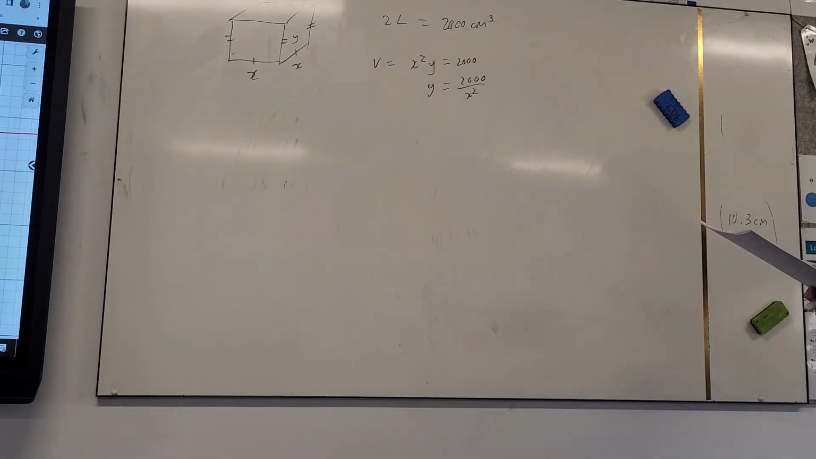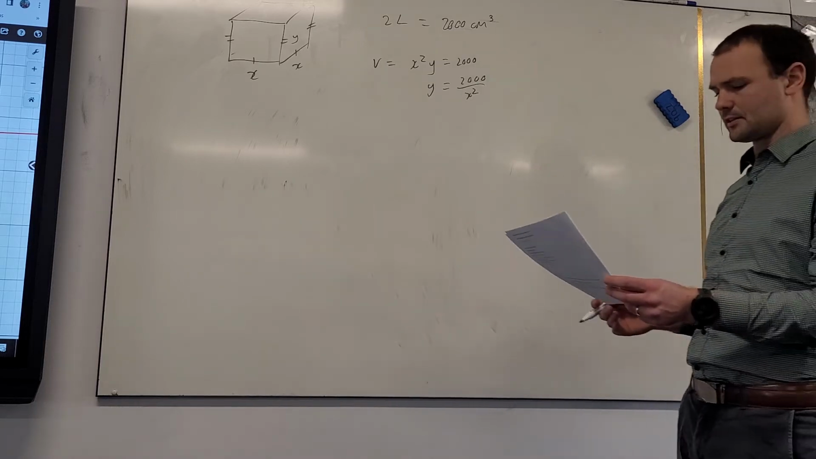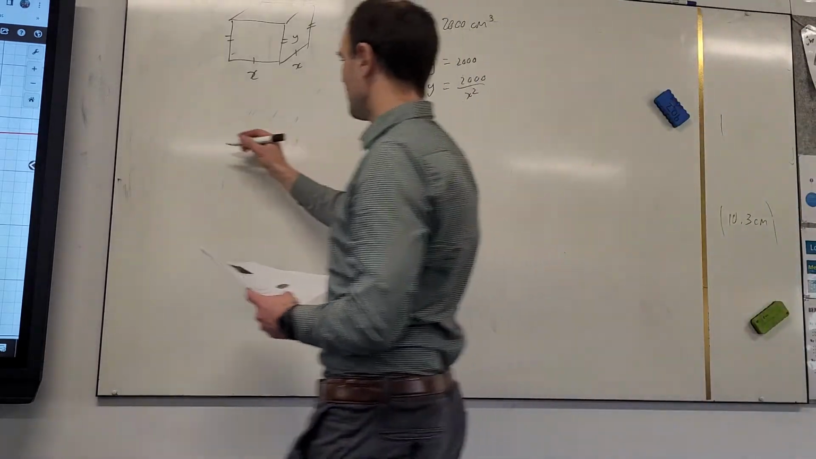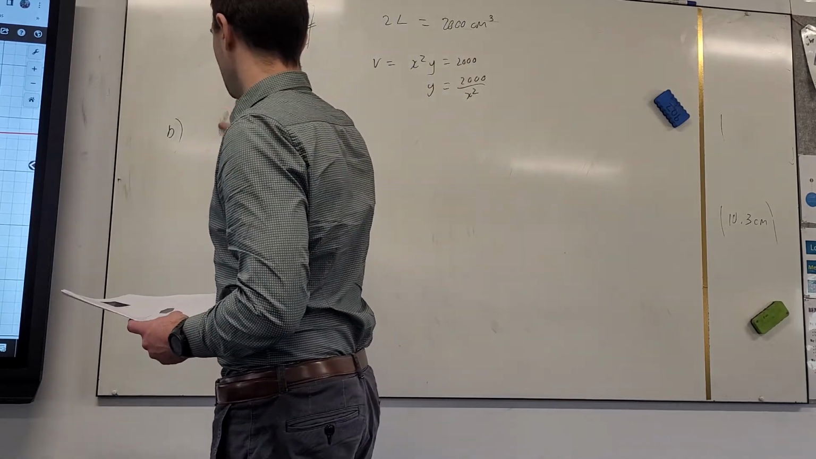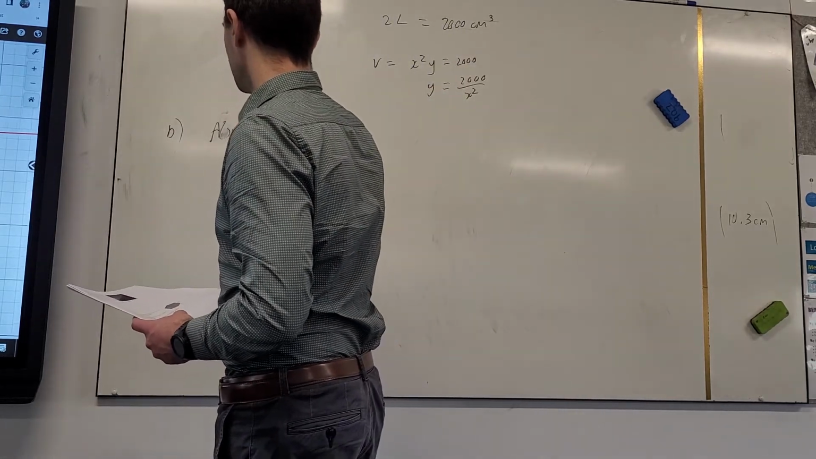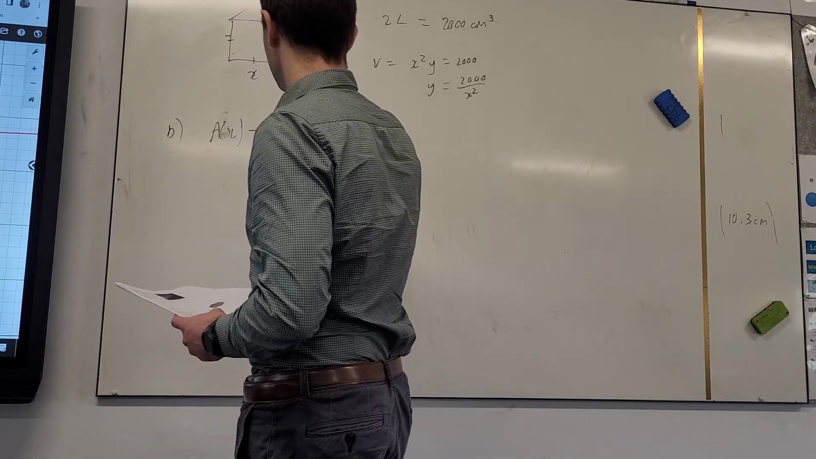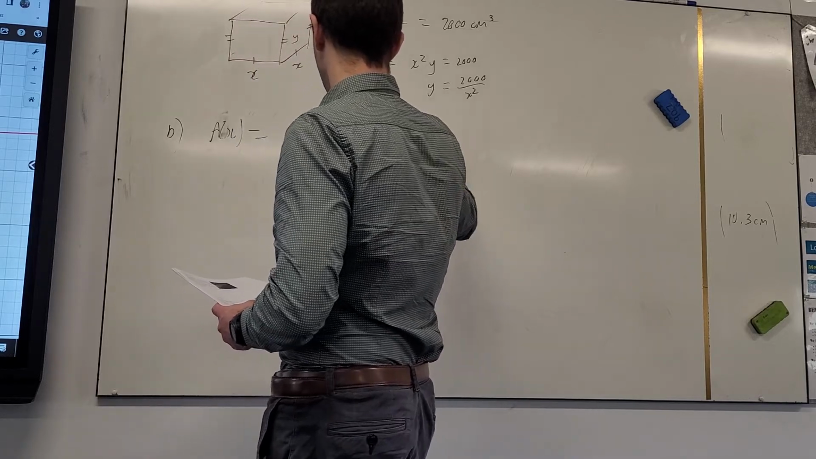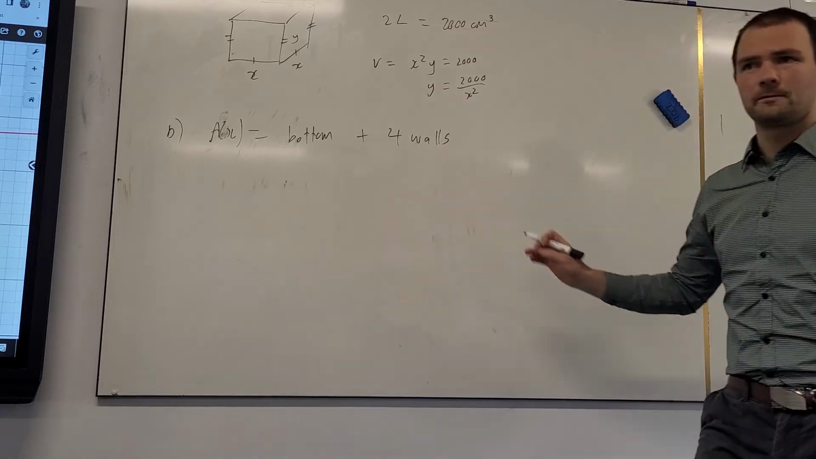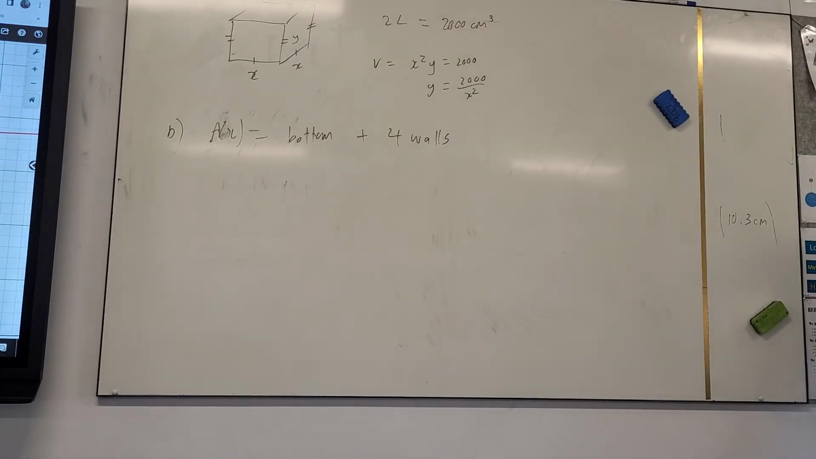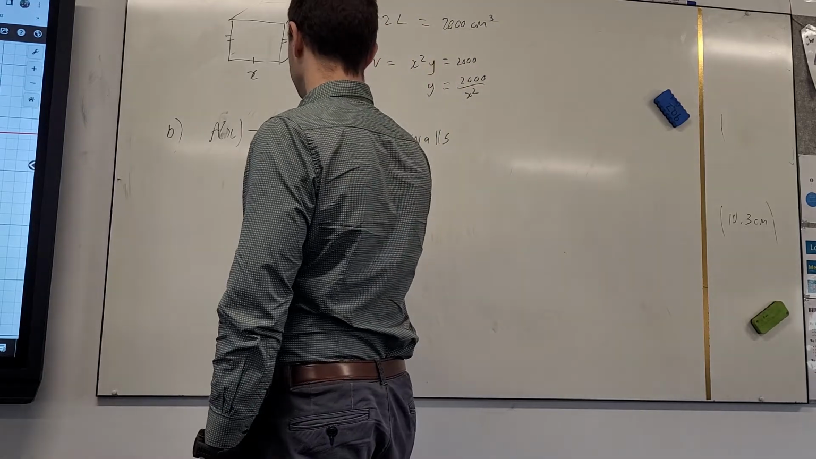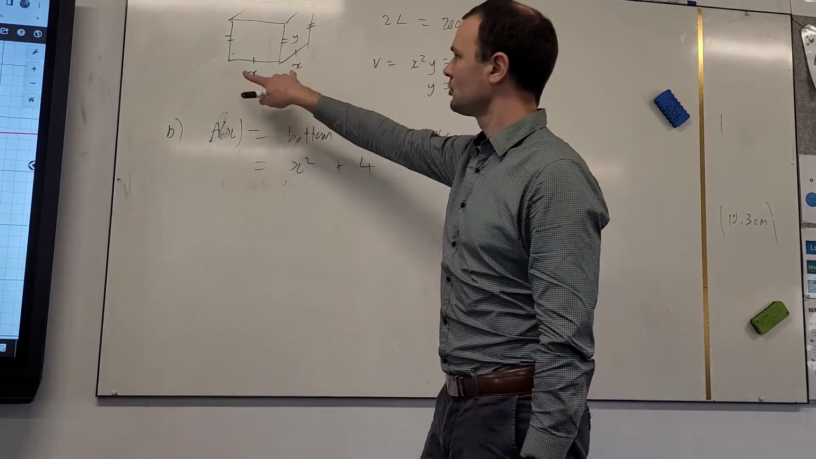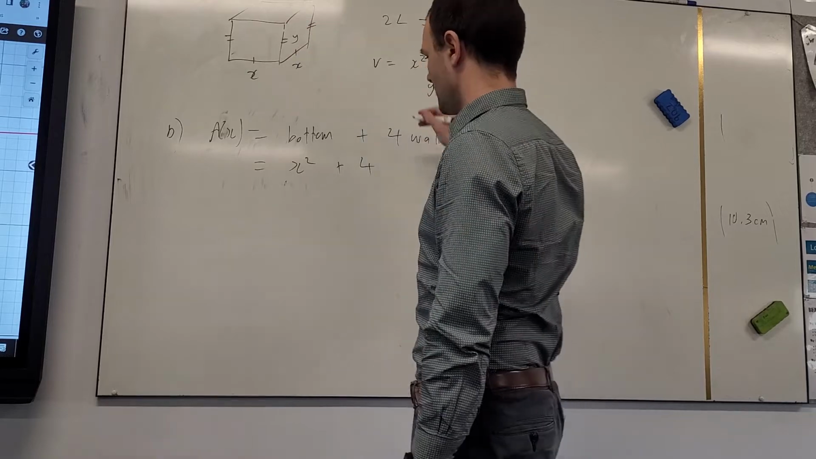Okay, part B. Show that the surface area of the box is given by this equation. So for the surface area of the box, we've got the bottom. The area of the box is equal to the bottom plus the 4 walls. There is no roof. There is no top. We're told it's an open top box. So the bottom has an area of x squared, and each wall is x times y.